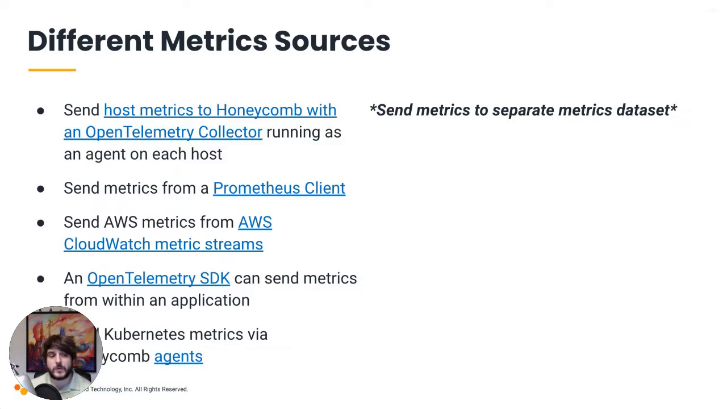Or you could use AWS. They have a way to export CloudWatch metrics using OTLP. You can get OpenTelemetry SDKs to emit application metrics as well. And then finally, we have Honeycomb's own Kubernetes agent, which will allow you to get Kubernetes information into Honeycomb as well. The big key thing here, that big star message, send metrics to a separate metrics data set.